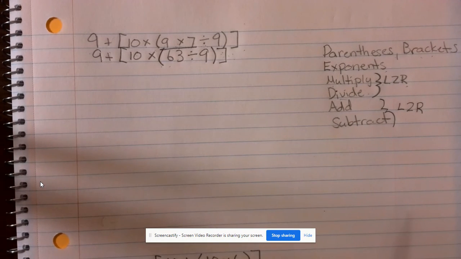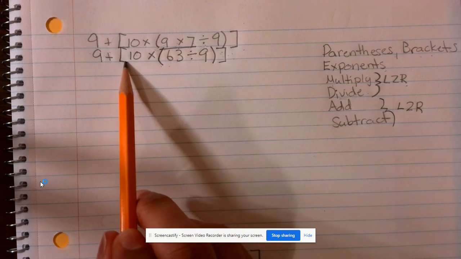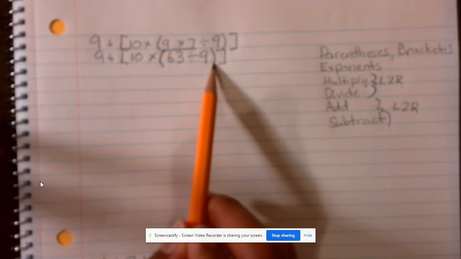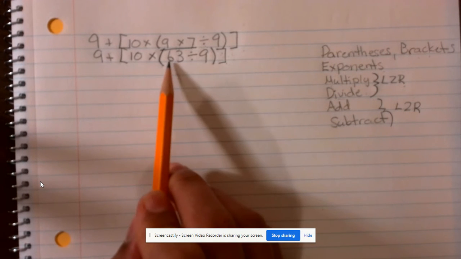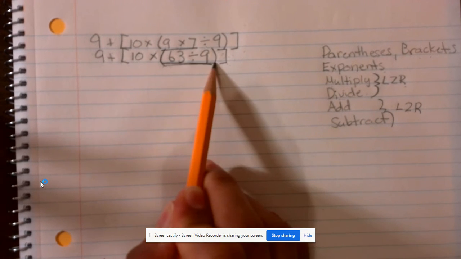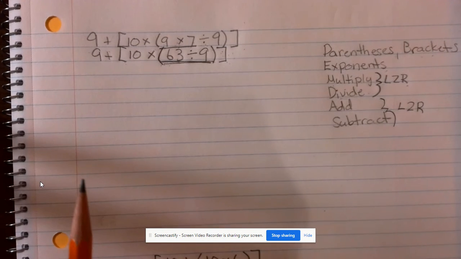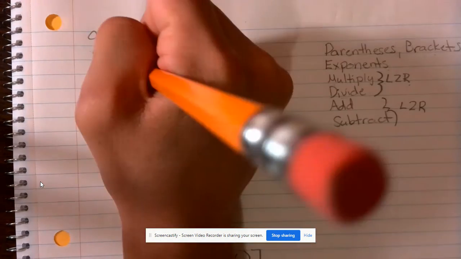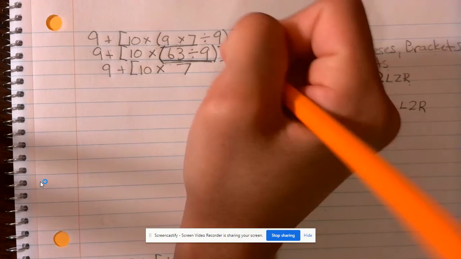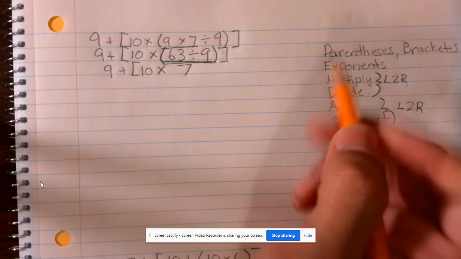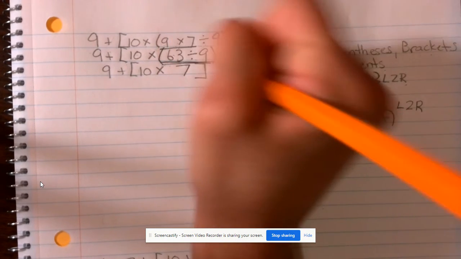Okay, now my next step. I'm still doing whatever is inside the brackets, but I have to get rid of the parentheses first. So I have 63 divided by 9. That is my next step. 63 divided by 9 is 7. Bring down the 9 plus, open your bracket, 10 times, and we did 63 divided by 9.